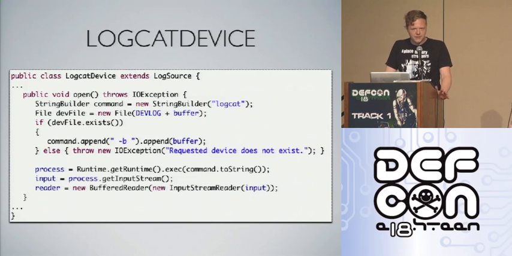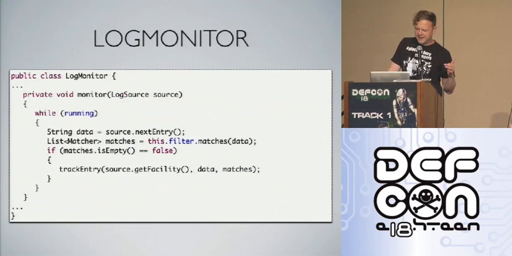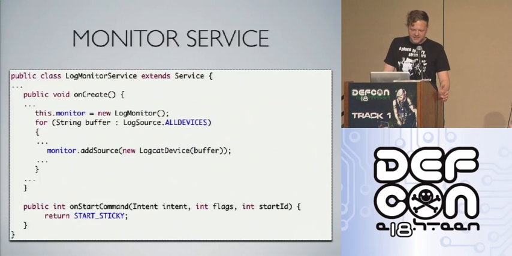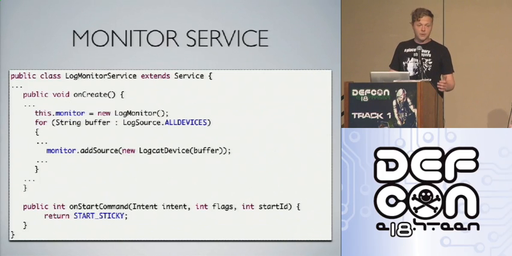To flip through the structure of the client quickly, we have a logcat device class that wraps the logcat command, opens that channel, and sets up a line-oriented reader. We have a log monitor, which is the core event loop, processing that data, matching against the filter sets, and deciding what to deliver back to the back end. And this is all set up as a service so that it can run in the background, so we don't have to keep an activity up in order to do useful work.